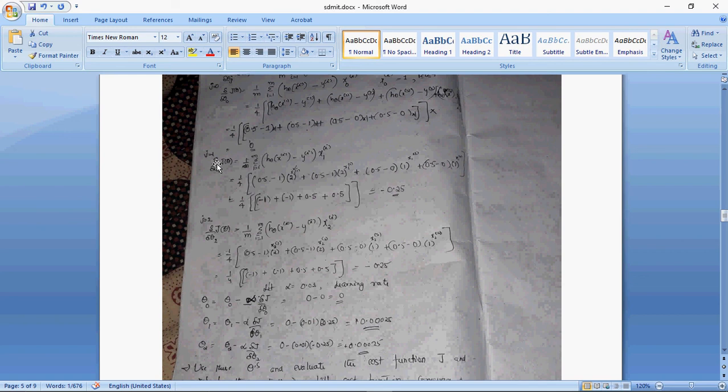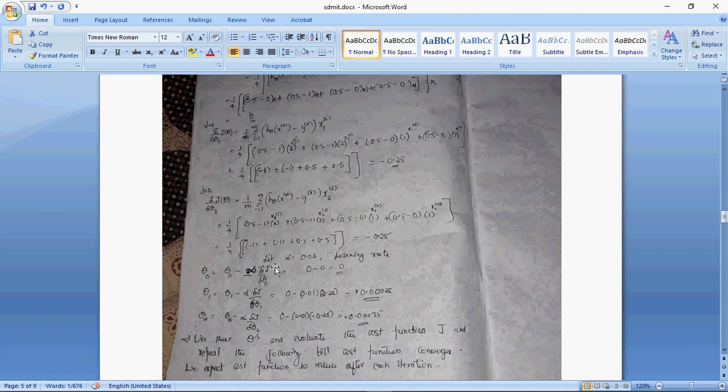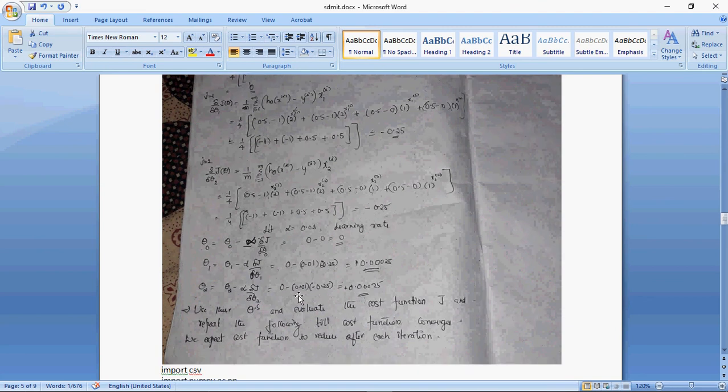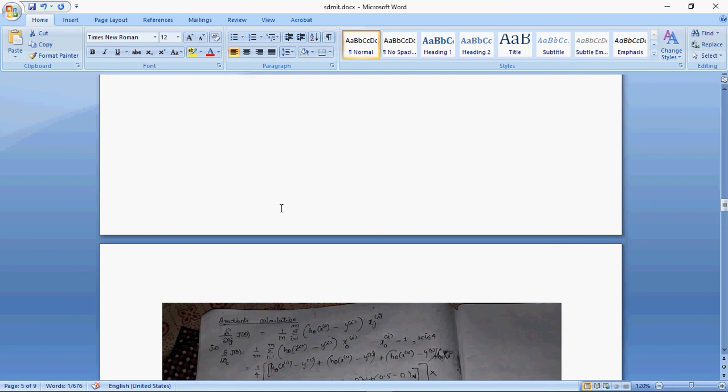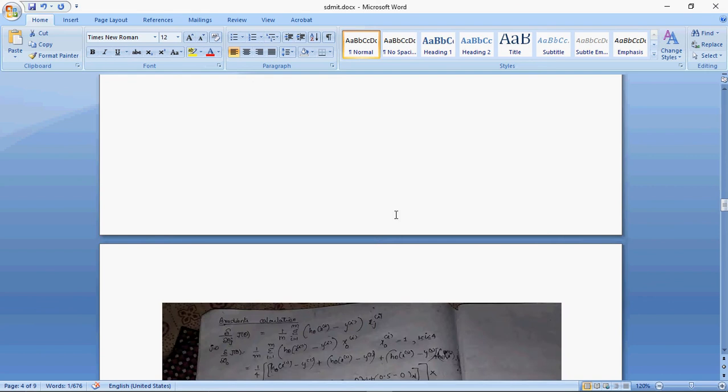You can figure out that dou by dou theta naught comes out to be 0, dou by dou theta 1 comes out to be minus 0.5, and dou by dou theta 2 comes out to be minus 0.25. Use these values to make small changes in theta naught, theta 1 and theta 2. Using these, re-estimate the value of J, and this number, 0.693, will be reduced further, and it has to reduce. That means gradient descent is working properly.